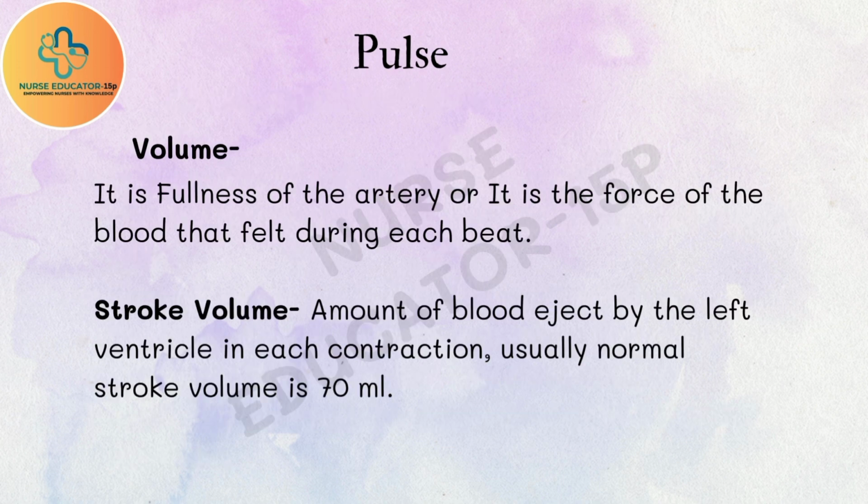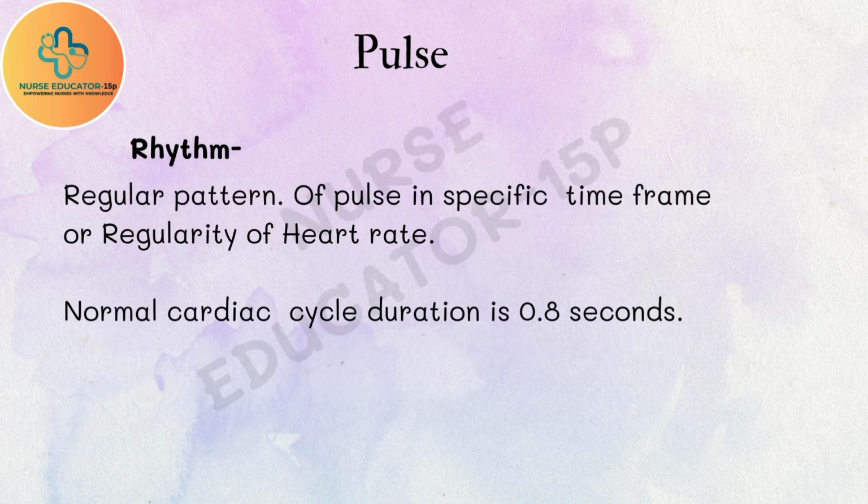The second characteristic is volume. Volume is the fullness of the artery, or the force of blood felt in each beat. We'll also see stroke volume. Then the next is rhythm, the regular pattern of a pulse, in which the time frame or regularity of the heartbeat is called rhythm.